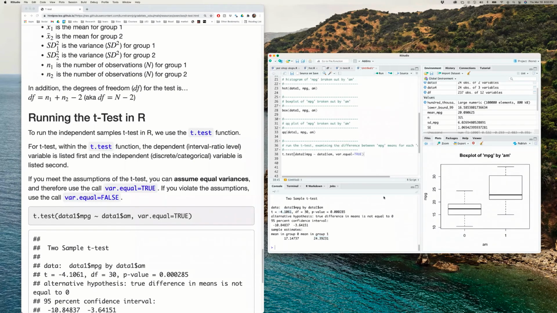Degrees of freedom, good, 30, right? N of group 1 plus n of group 2 minus 2. So we had 19 plus 13, which is sample size 32, minus 2 is 30. Our p-value is 0.000285. Is 0.000285 less than 0.05 or more than 0.05?